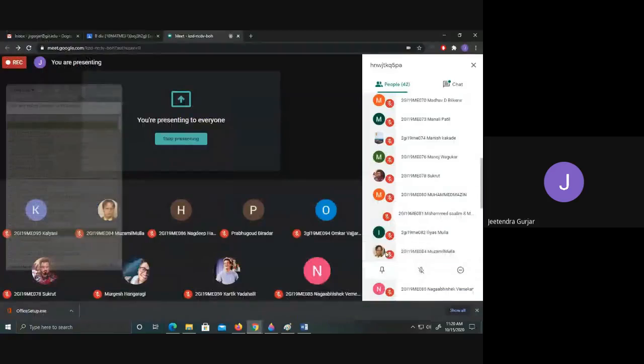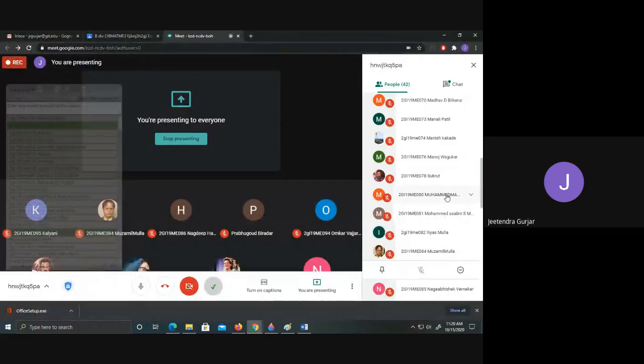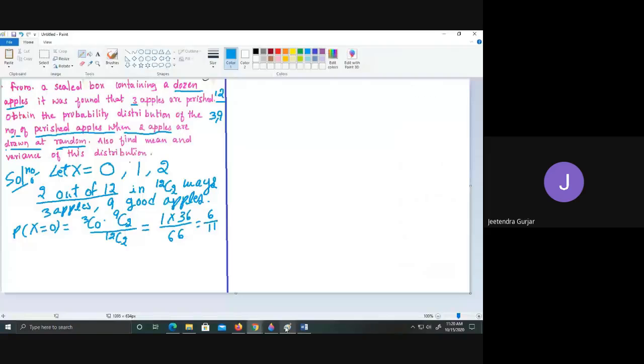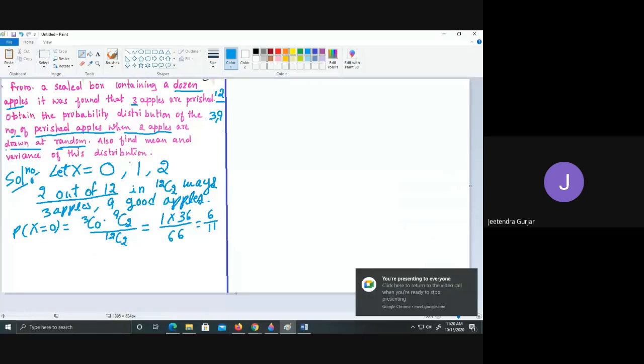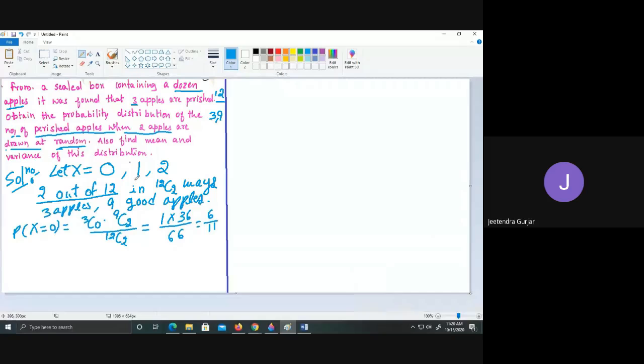Yes, please. Remaining you can calculate. Sukrut, Manoj, Manish, please calculate for the next one, for x is equal to 1. So how you are going to calculate for x is equal to 1? Just I will show you here now. It is the probability of x is equal to 1 that I am going to take. Means from 3C1 when perished apple I am going to take, and I am going to take one good apple.